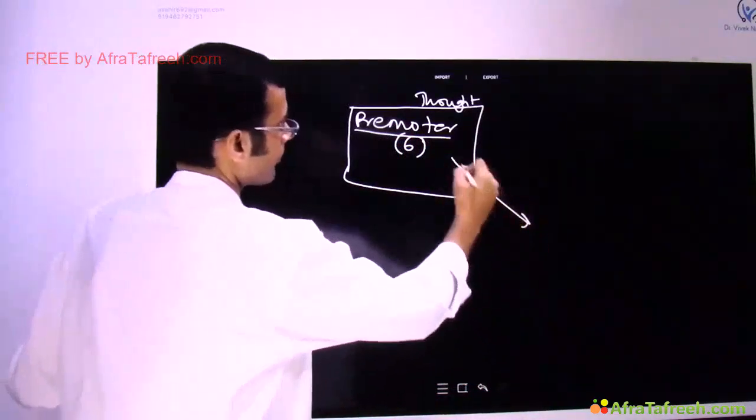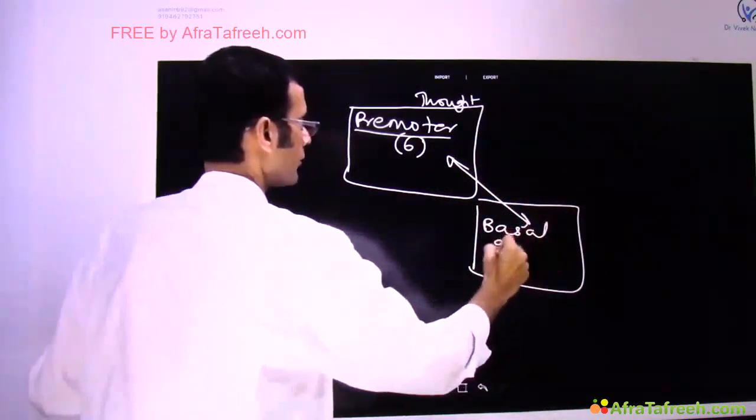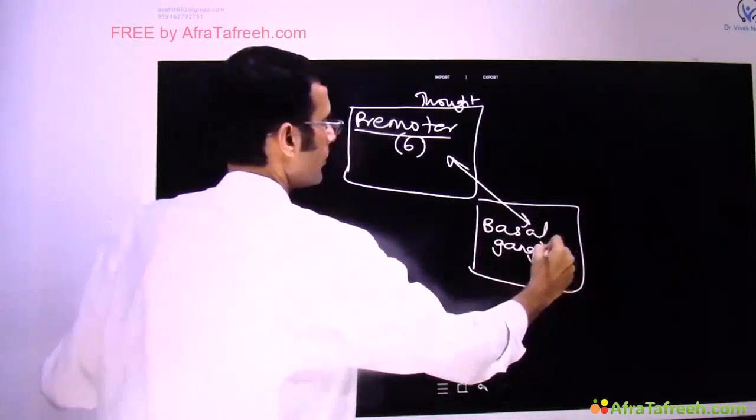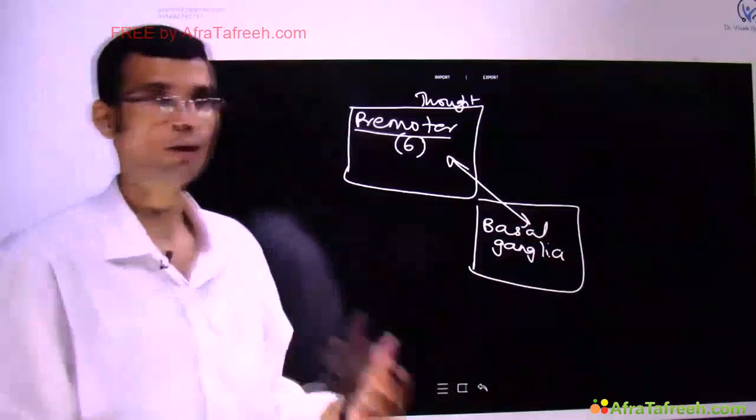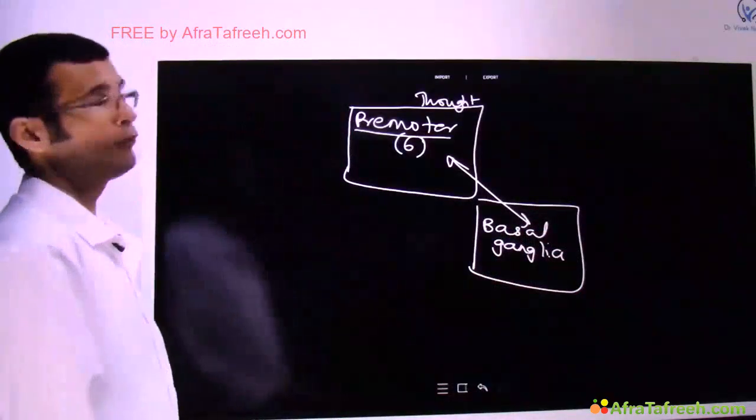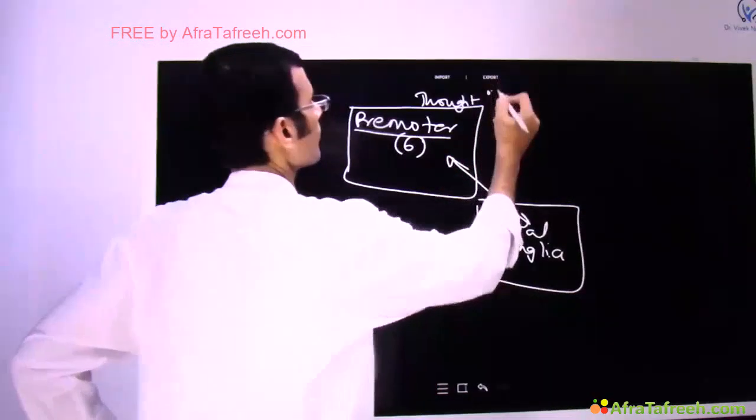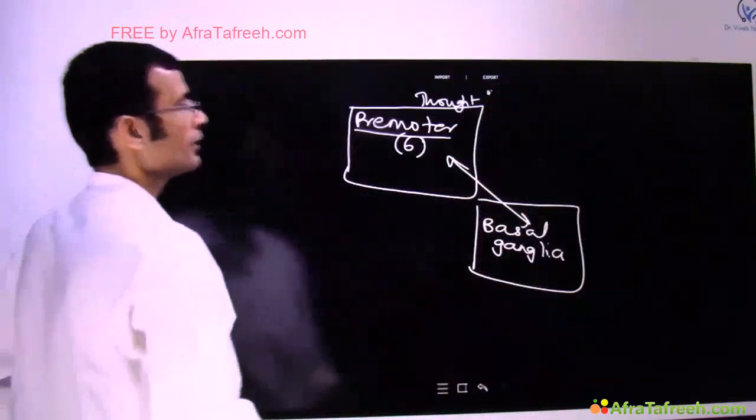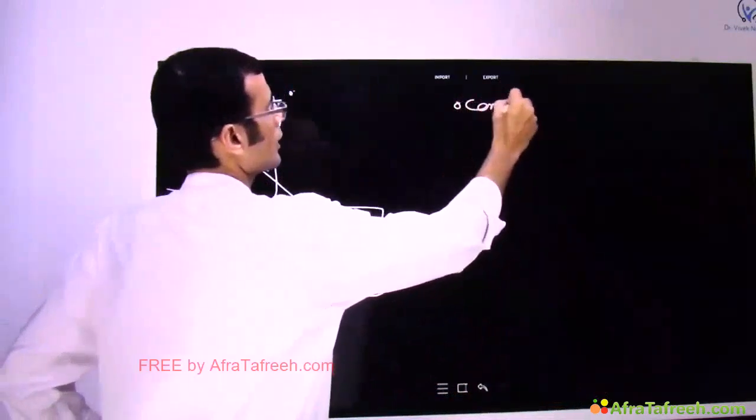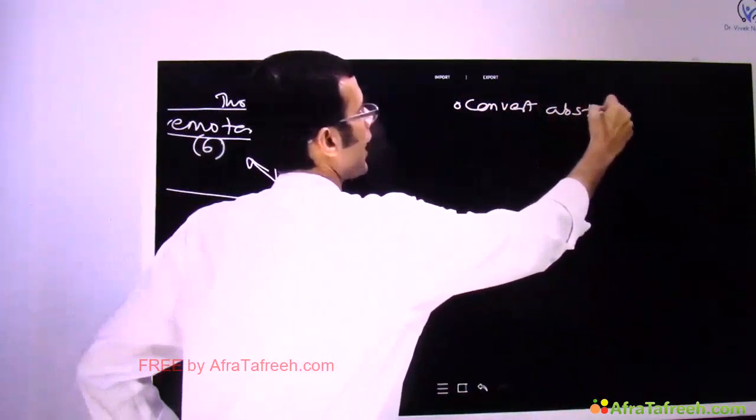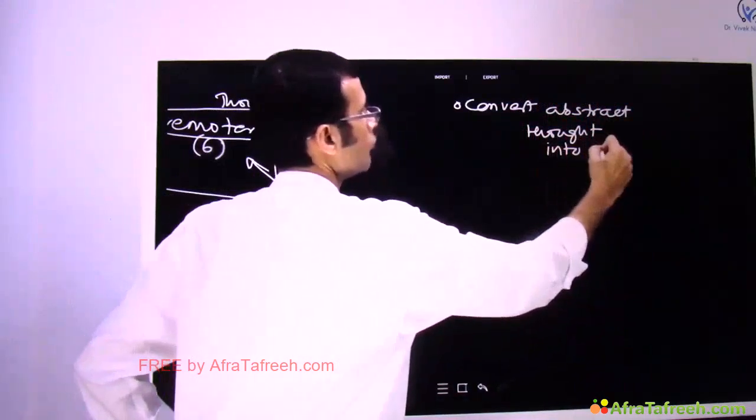This thought will then be transferred to the basal ganglia. So it means the second impulse will come from the basal ganglia for a voluntary movement. Then what will be the contributions of basal ganglia in the voluntary movements? Basal ganglia will convert the abstract thought into a voluntary movement.